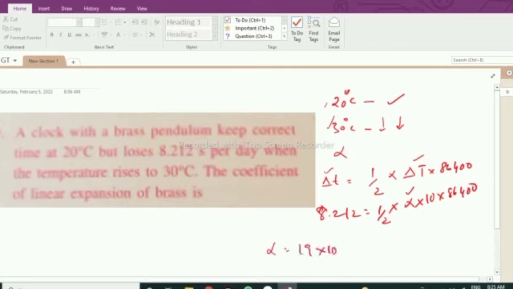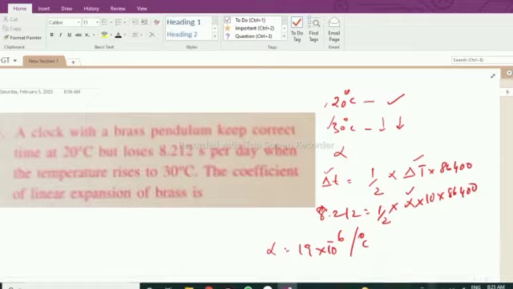When you make the calculations, you get alpha is equal to 19 into 10 to the power of minus 6 per degree Celsius. Thank you.